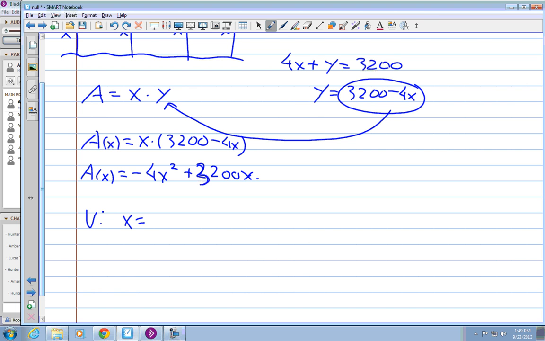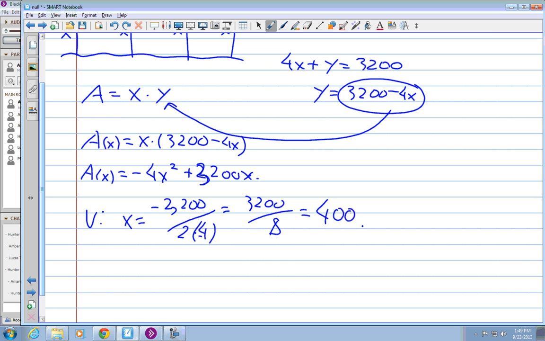So x is negative b over 2a, so it's negative 3200 over 2a, and a is negative 4. So this is 3200 over 8. That should work pretty, right? What is that? Isn't that 40? Yeah? 40? Oh, 400. 400. Yeah, so 400. So right away, x has to be 400 in order to maximize the total area.